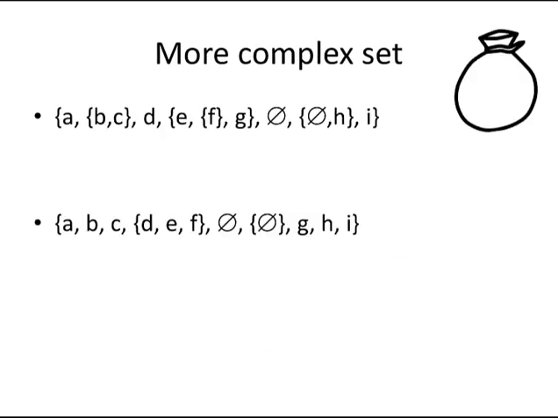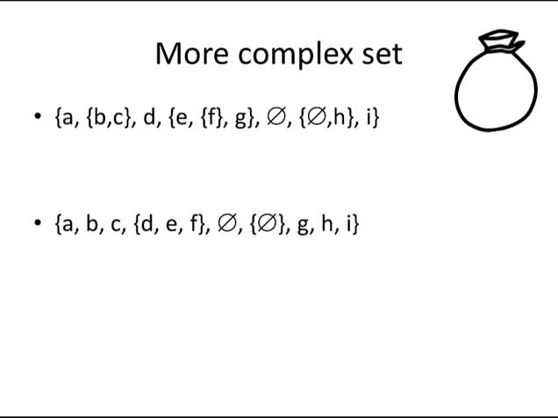So now let's look at this more complex set, or we have two more complex sets here, okay? So the first one, let's just count how many items are in this set, right? In this set we have one item, the letter A, or the symbol A. This set is a second item. Letter D is a third item. E, F, G altogether is a fourth. Empty set is a fifth. That set of two things is the sixth, and that I is the seventh.